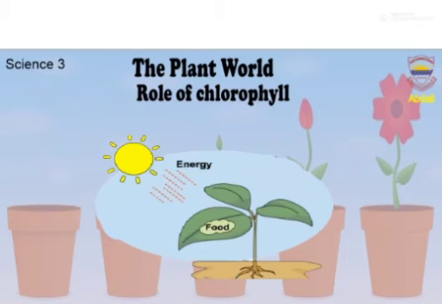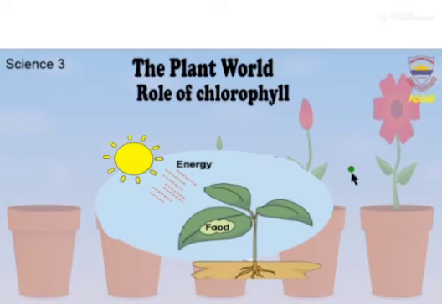Students, let's learn about the role of chlorophyll. What does chlorophyll do? Chlorophyll changes the sunlight so it can be used by the plants. Chlorophyll is a substance that is present in the leaves. Chlorophyll changes the sunlight so it can be used by the plants.